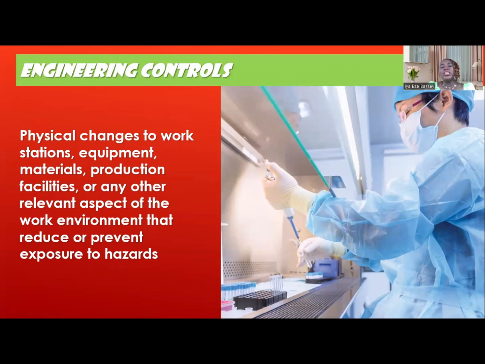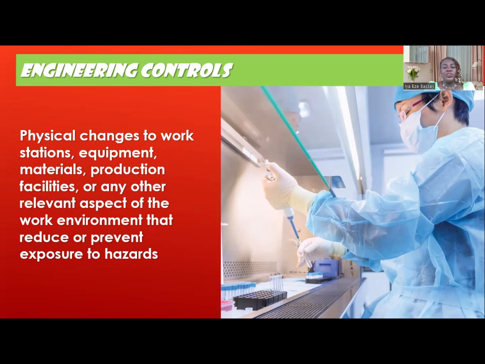All right, the next one is engineering controls, and it has to do with physical changes to workstations, your equipment, materials that you use, production facilities, or any other relevant aspect of the work environment that reduces or prevents exposure to hazard. You can see this person is working in a biosafety cabinet. The design of it is done in such a way that it minimizes exposure both to the person and to the outside.